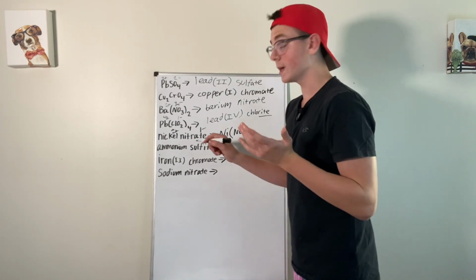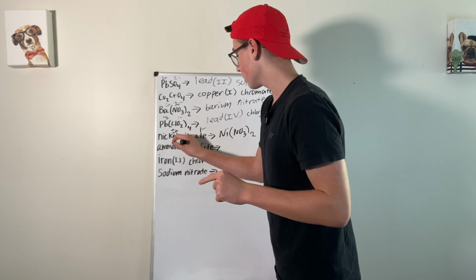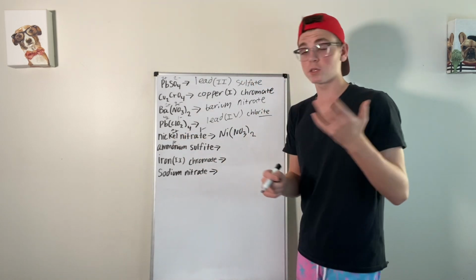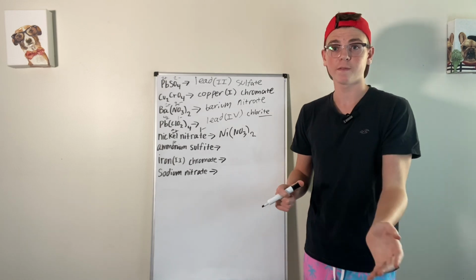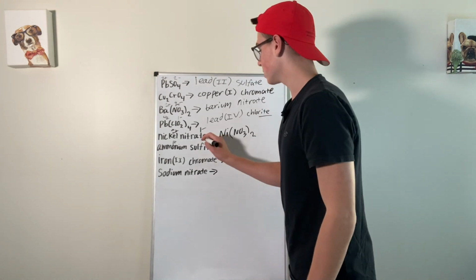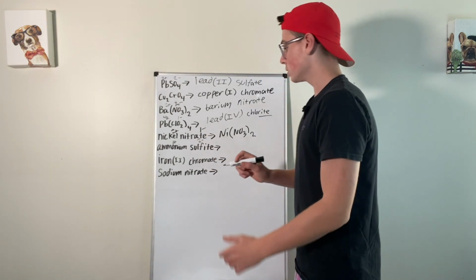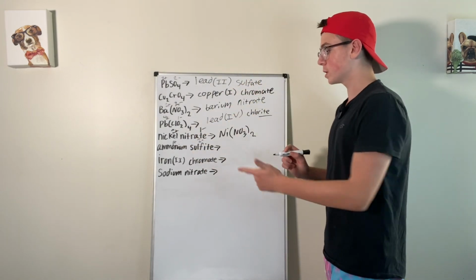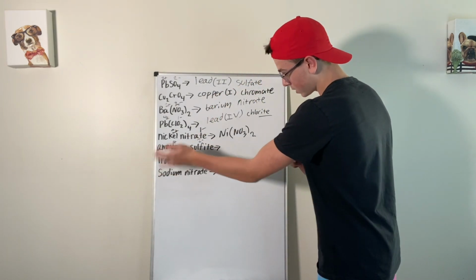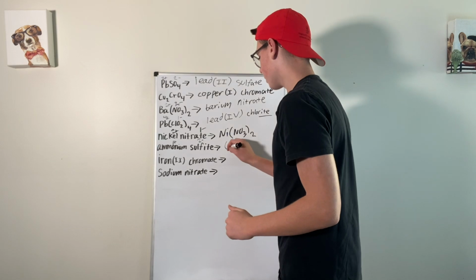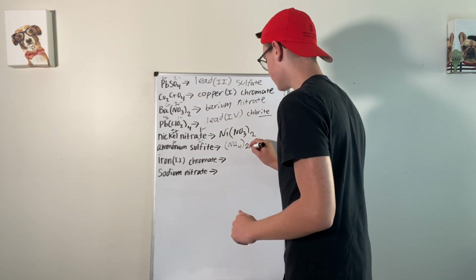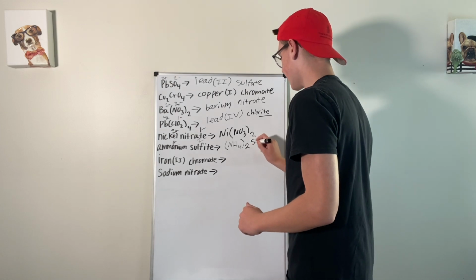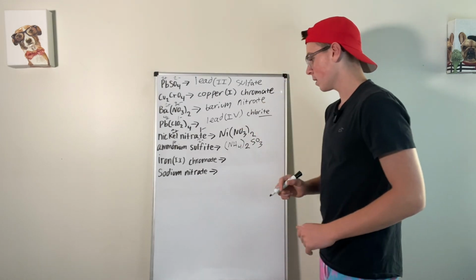Okay, now ammonium sulfite. We know ammonium is NH4 plus, which is 1 plus, and then sulfite is SO3 2 negative, because sulfate's SO4 2 negative. So this will be 2 negative. So we will need 2 ammoniums per sulfite by crossing. So this will be parentheses NH4 twice, and then just sulfite, which is SO3.